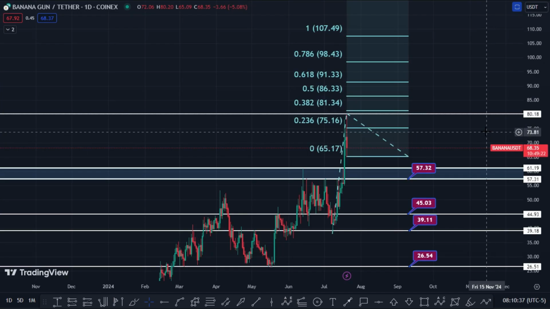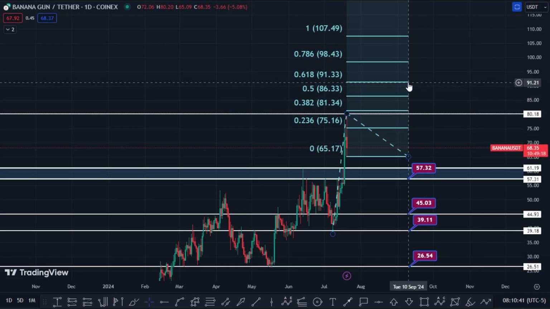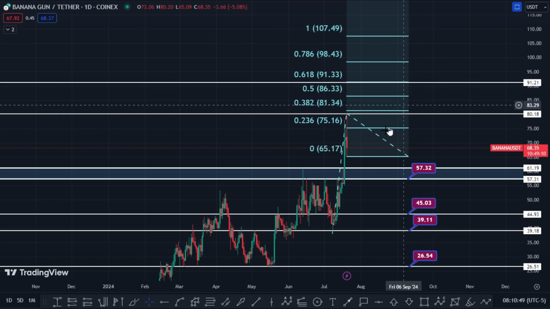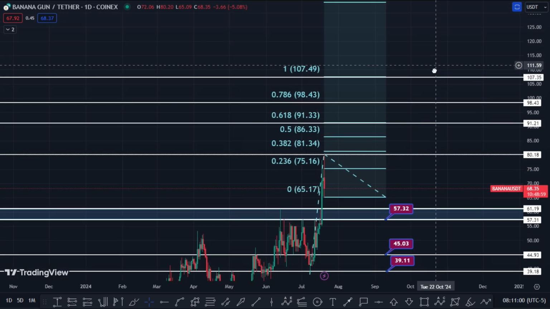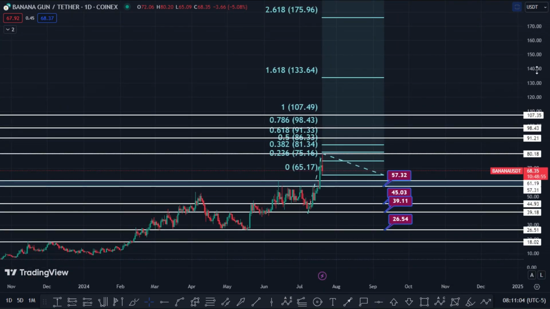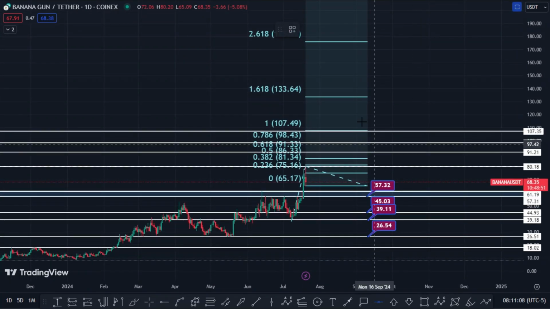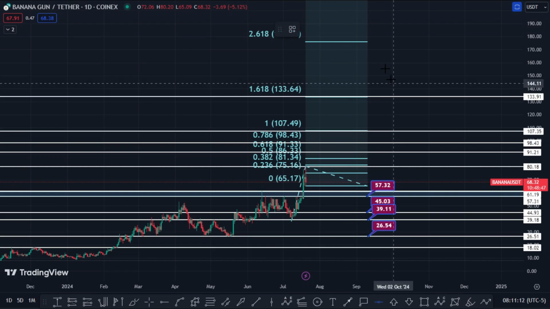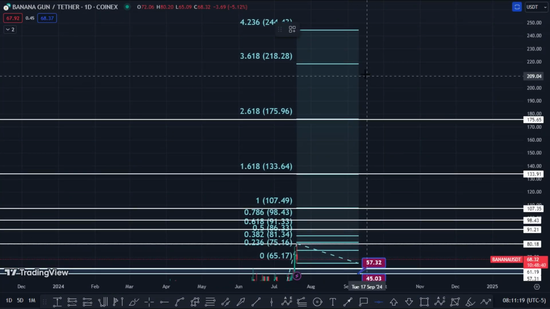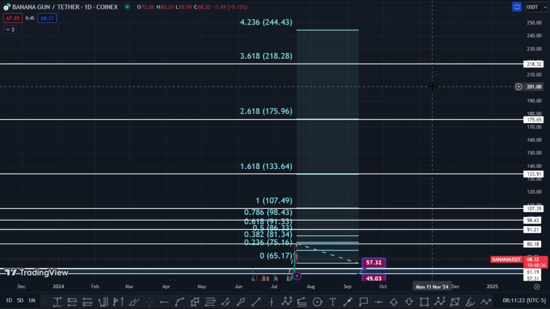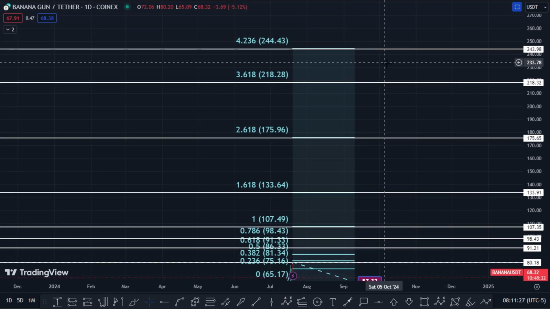If Banana Gun's price breaks the $80 price level, the next target is $91. The second target is $98. These are for day trading, or you can say short time duration price targets, and after that $1. But the final target for the bull run, let me please show you. $133 is our first target. $175 is our second target. $218 is our third target, and $244 is our target according to the Fib levels.